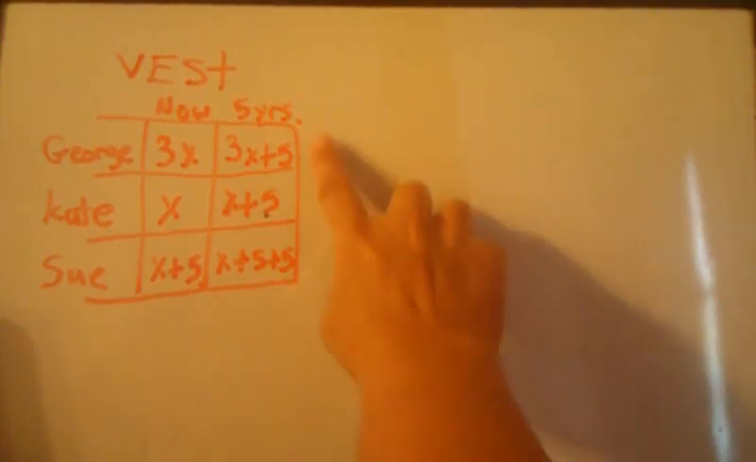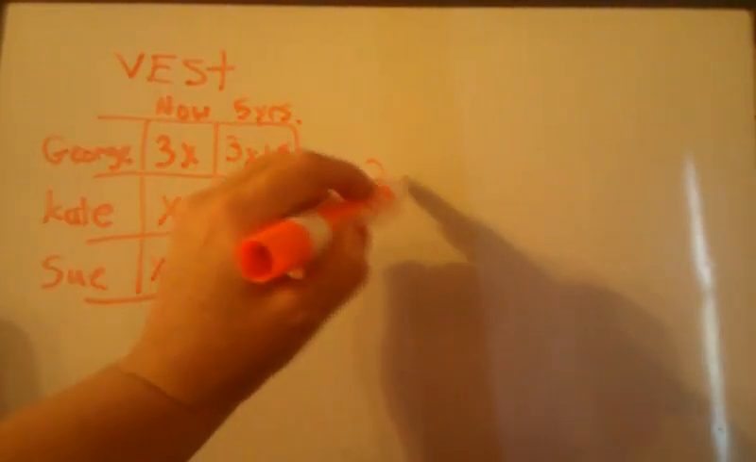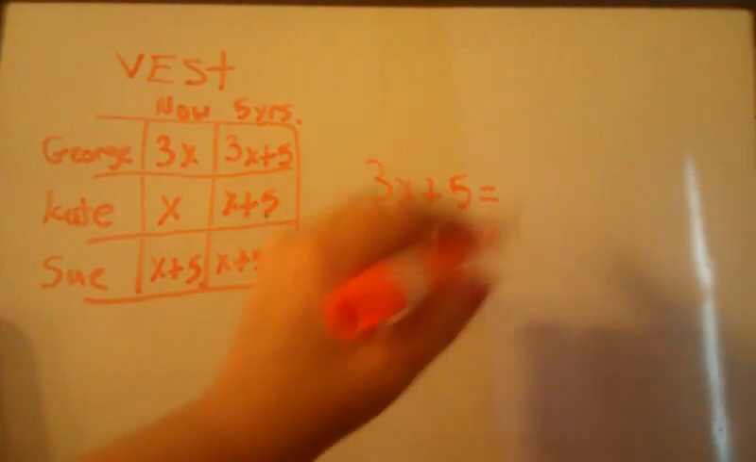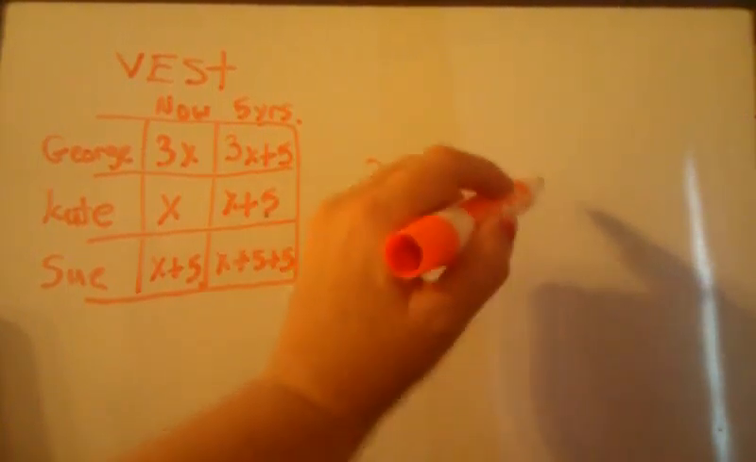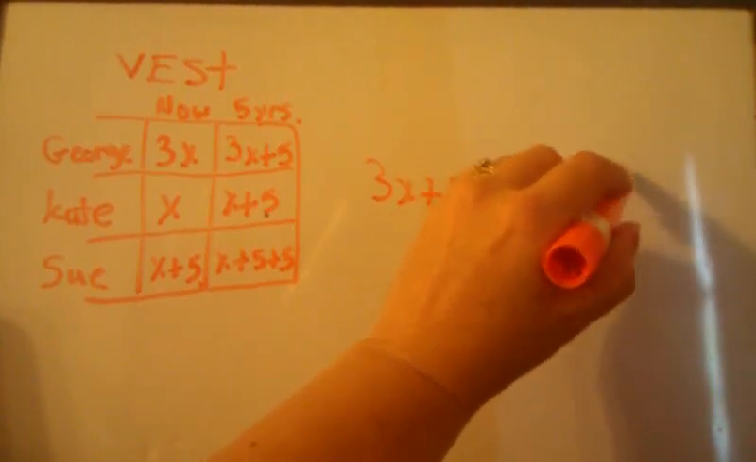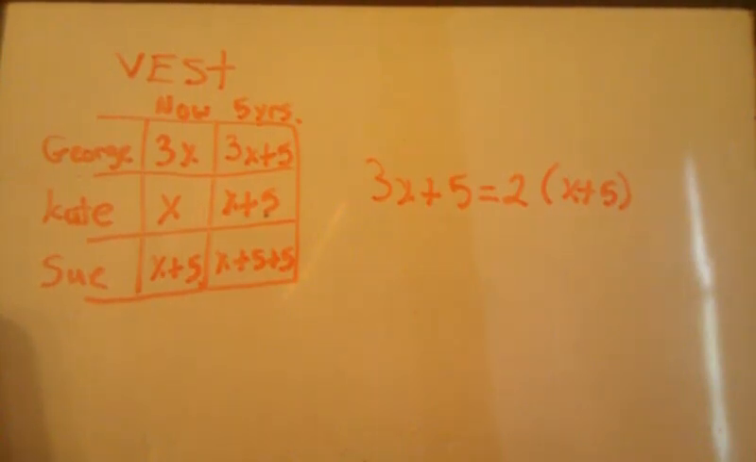In 5 years, George will be twice as old as Kate. So this will be 2 times that. Okay? So it's saying 3x plus 5 equals, now he's going to be twice as old as Kate. Kate is going to be x plus 5. And George is going to be twice as old, so we're going to multiply that times 2.